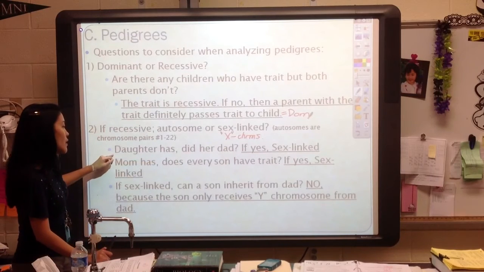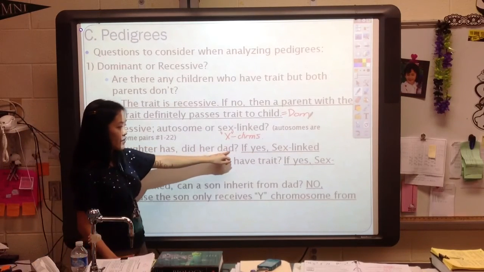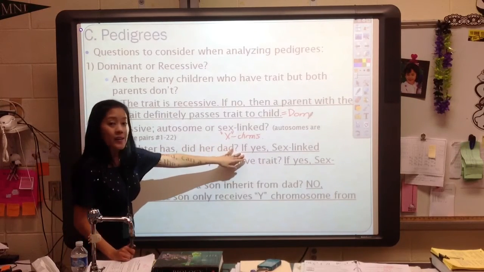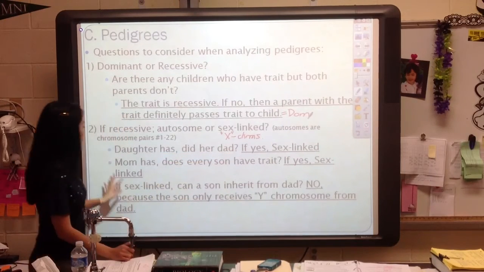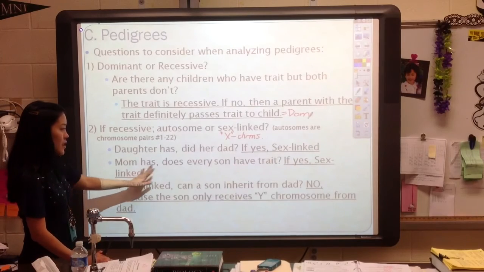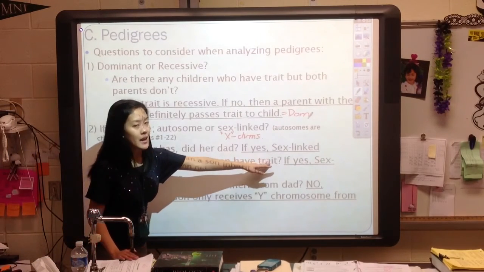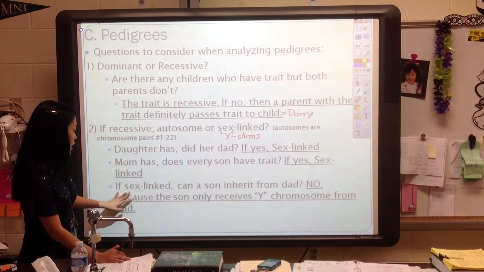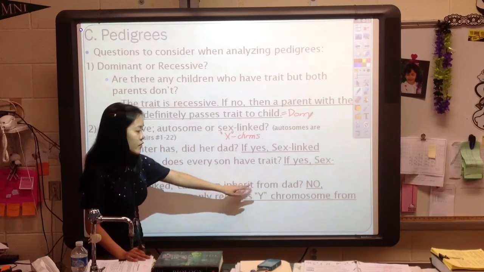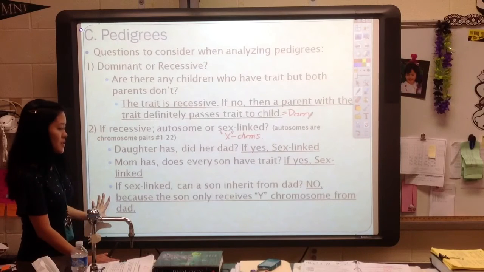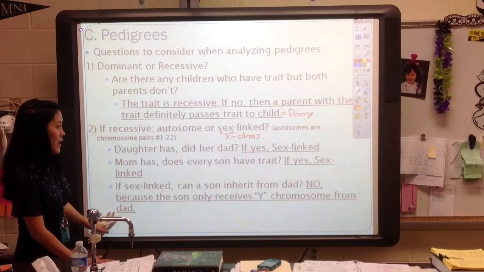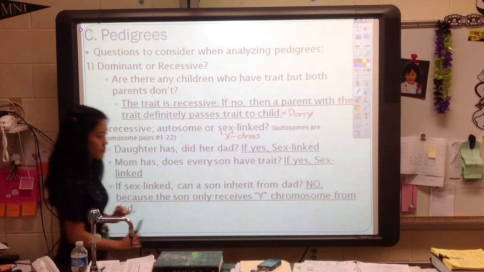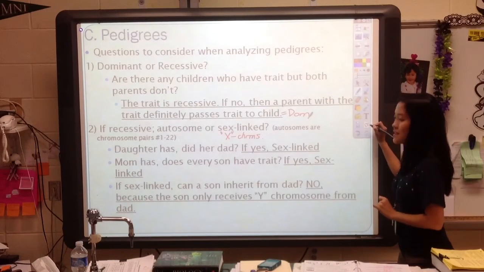Well, if the daughter has the disease, did her dad have it? If her dad has the disease, then yes, it's probably sex-linked. If the mom has the disease, does every son have the trait? If this is yes, then it's also sex-linked. Now, if it is sex-linked, can a son inherit from the dad? The answer to that is no, because the son only receives a Y chromosome from dad. And remember, if it's a sex-linked disorder, you get that on your X chromosome. So make sure you pause and copy the rest down if you need to.